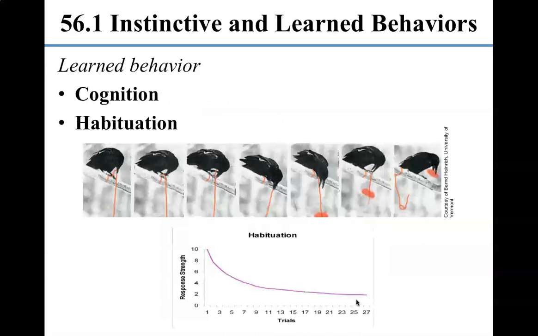Some animals display cognition. So cognition is thinking up a solution to a problem, right? So like trial and error attempts to solve a problem.